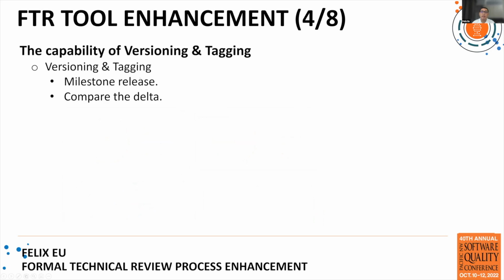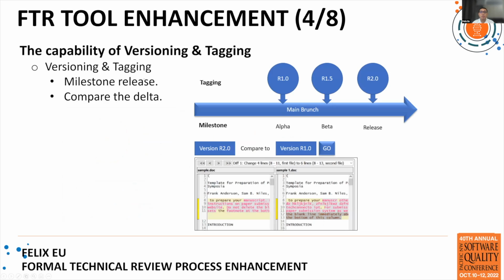The fourth, the capability of versioning and tagging. The FDR2 should be able to tag the versioning accordingly based on the milestone release and able to compare the delta between the two different versions with just a few clicks. For example, the R1.0 is for alpha, R1.5 is for beta, and R2.0 is for the official release. This will provide quick summaries of what has been changed in between the current and the previous releases.